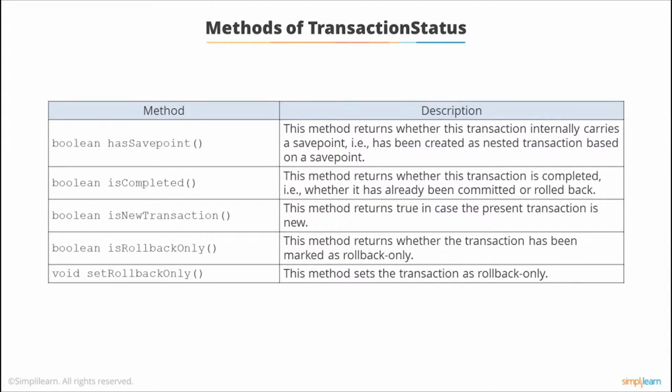isNewTransaction: the method returns true in case the present transaction is new. isRollbackOnly: the method returns whether the transaction has been marked as rollback only. setRollbackOnly: the method sets the transaction as rollback only.